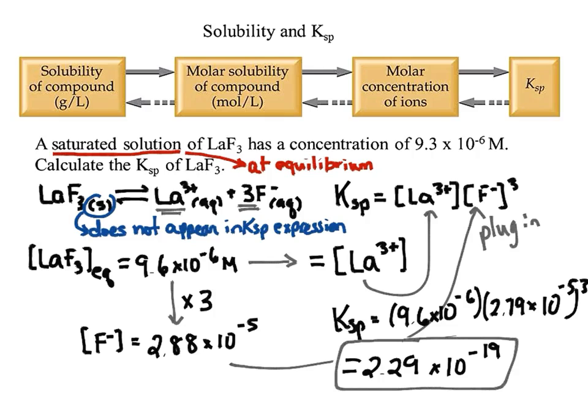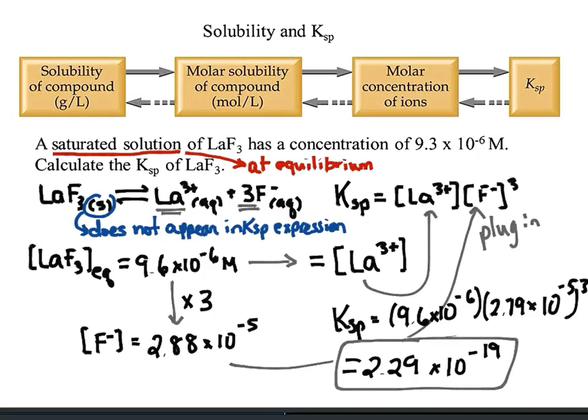The original number, 2.0 times 10 to the minus 19, is the answer to this problem if you use the 9.3. I kind of had a little brain conniption and wrote 9.6 in this problem, and then I readjusted my numbers for the 9.6, not realizing that I had written it down wrong. So if you plug in the original number, 9.3 times 10 to the minus 6, the answer should be 2.0 times 10 to the minus 19.